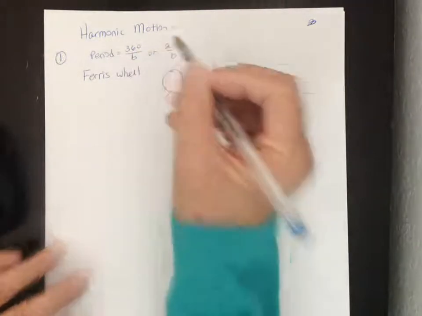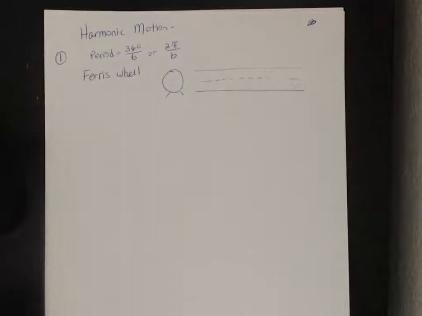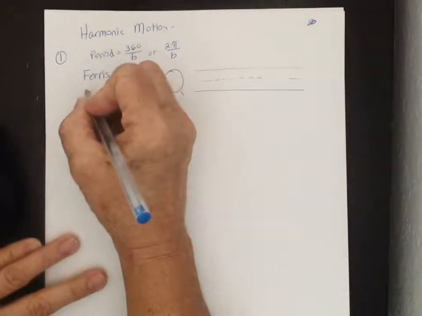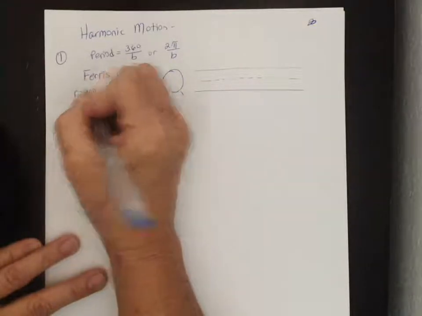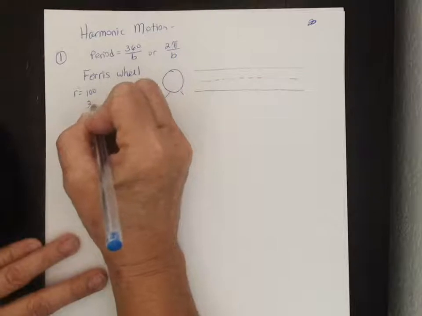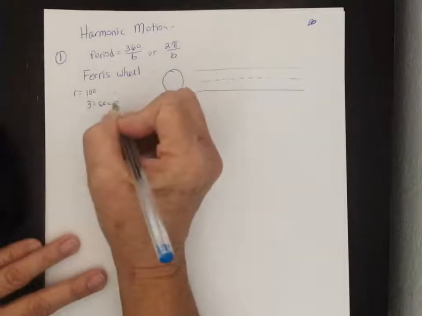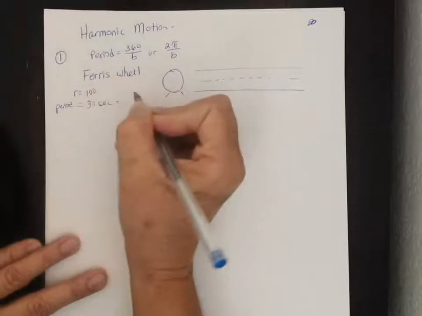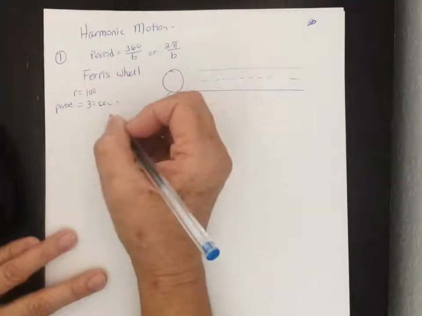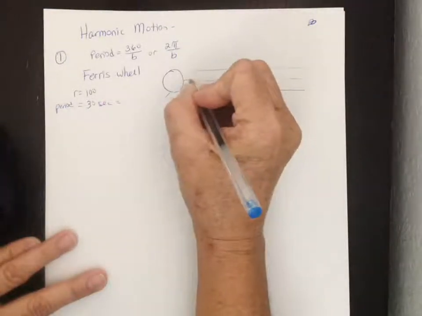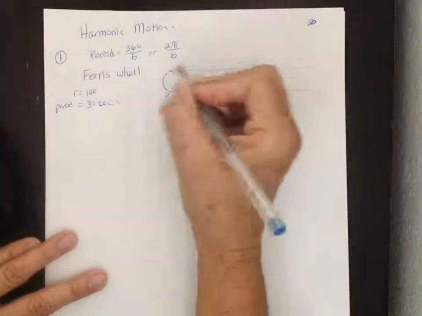So we've got a person seated on a Ferris wheel. We know the radius, we're told, is 100 feet, and it makes one rotation every 30 seconds. So that's how long the period is going to be. The period is 30 seconds. That's pretty fast. The center of the wheel is at 105. So the center is at 105.